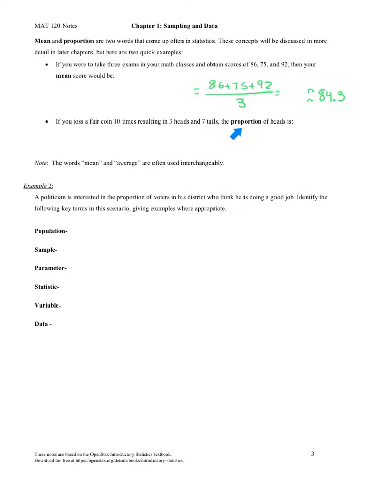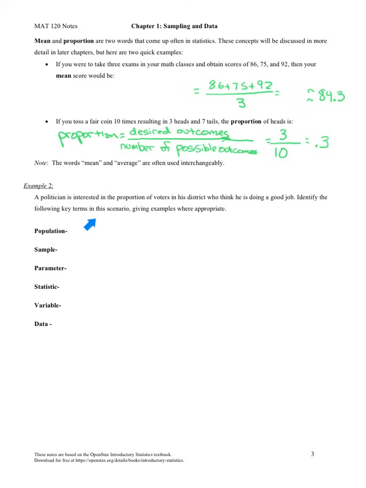Now let's consider the term proportion. Let's say you toss a coin 10 times and you get 3 heads and 7 tails. Then the proportion of heads would be the number of desired outcomes divided by the number of possible outcomes. In this case, we would have 3 over a total of 10 possible outcomes. And when we divide 3 by 10, we'll get 0.3.